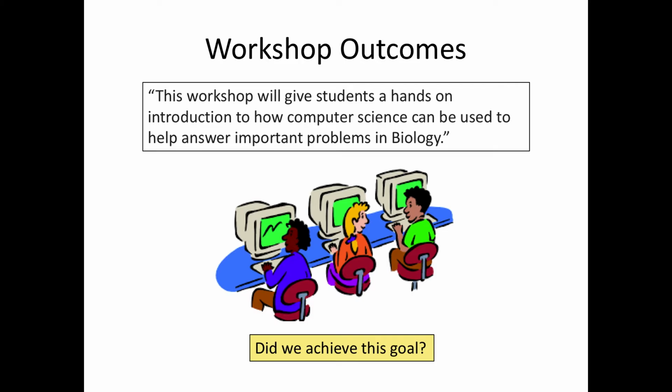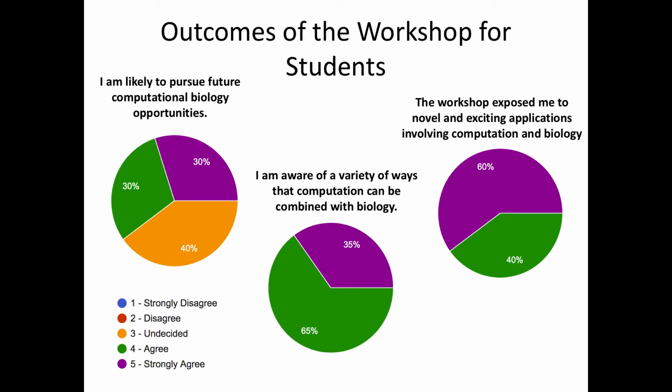So our main goal with this workshop was to give students a hands-on introduction to how computer science can be used to help answer important problems in biology. And so the question was, did we achieve this goal? We used post-workshop surveys to try and assess how well we did. In these surveys, we asked students a number of questions, and we asked them to rate some statement in terms of likelihood. Here are just a few of the results that we got.